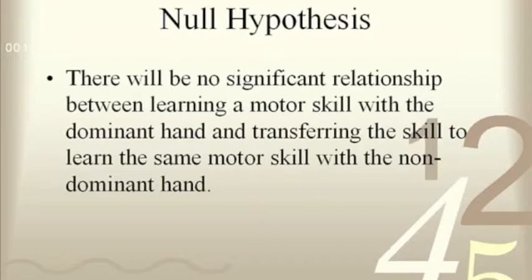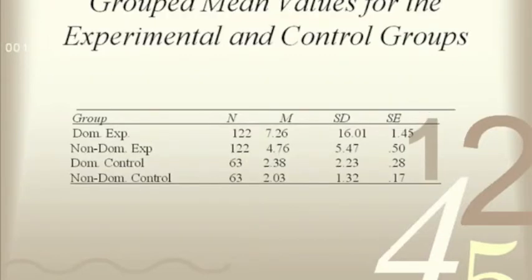The control group in this study, what they did is on the first day, they did a pre-test with their dominant hand, and after the 20th day, they did a post-test with their non-dominant hand. Okay, so that was the study. Let's look and see what was found. Okay, so here are the group mean values for the experimental and the control groups. So let's look at this chart so we can decipher what all this means.